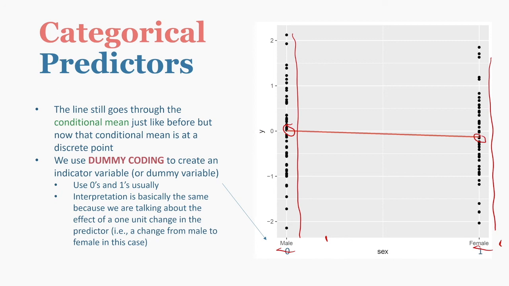So we apply these dummy codes to our levels, typically 0s and 1s if you're working with a two-level category, and the interpretation doesn't change much. We're still talking about the effect of a one-unit change in the predictor, such as moving from male to female, but now we're going to talk about that change in terms of mean difference instead of slope.